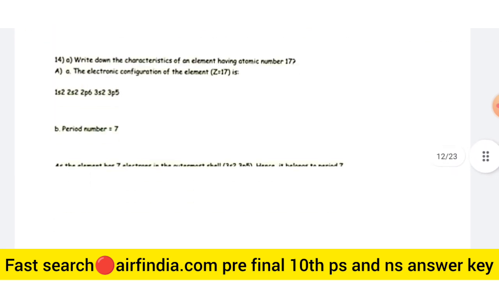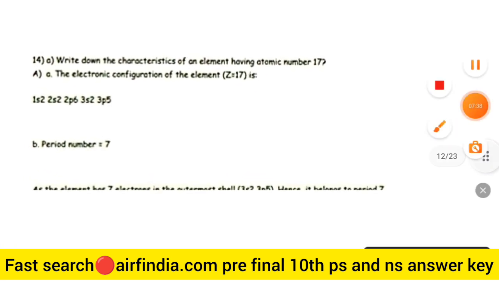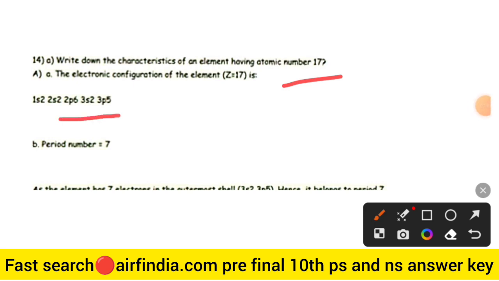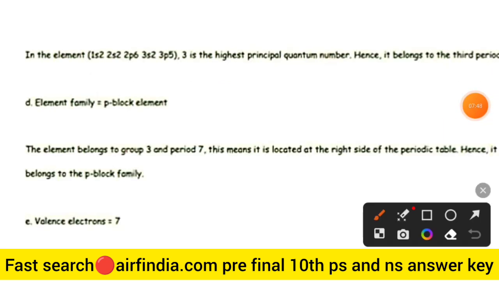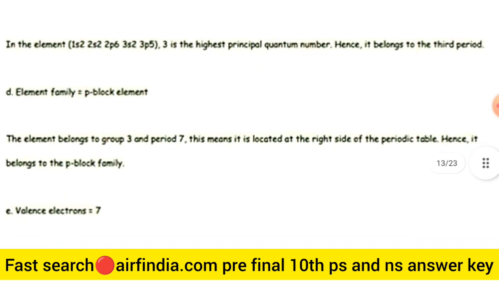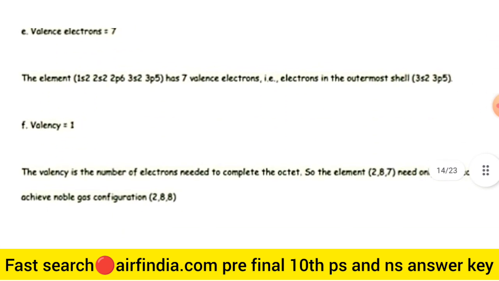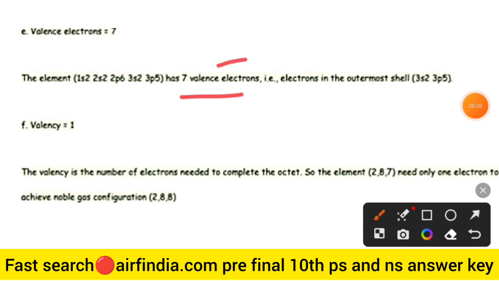So next is the 14th. Write down the characteristics of an element having atomic number 17. So Z is equal to 17, 1s2, 2s2, 2p6, 3s2, 3p5. Period number is 3, as the element has the highest principal quantum number 3, hence it belongs to the third period. Element family: p block element. Okay, so here valence electrons is 7. The element has 7 valence electrons in the outermost shell, 3s2, 3p5.